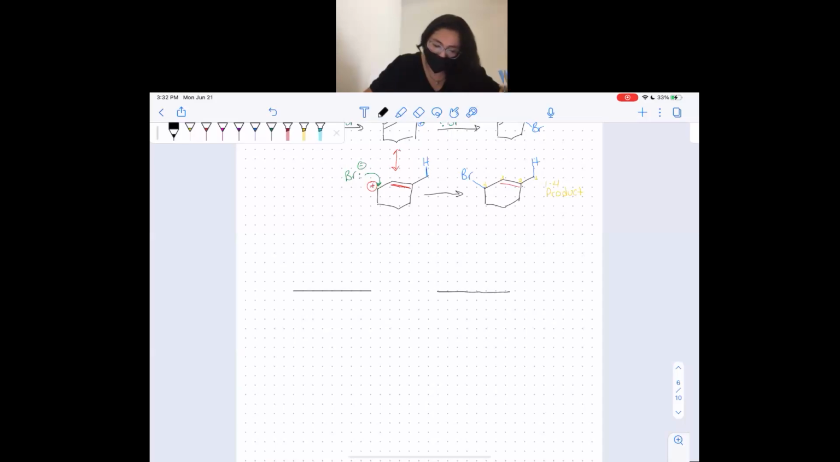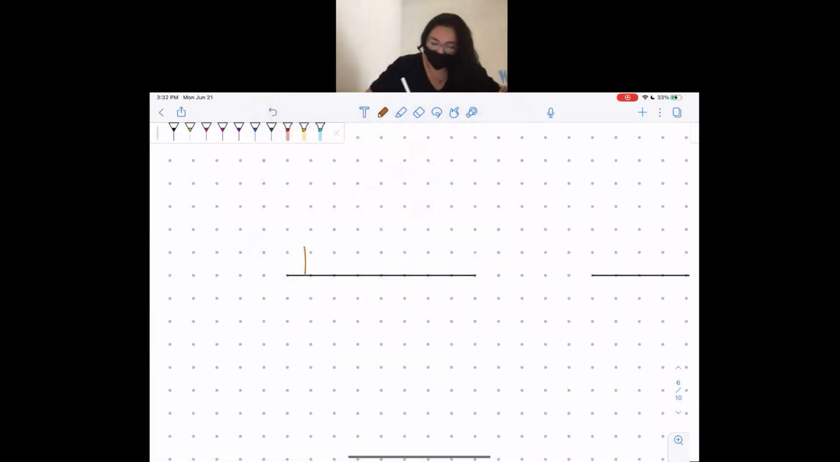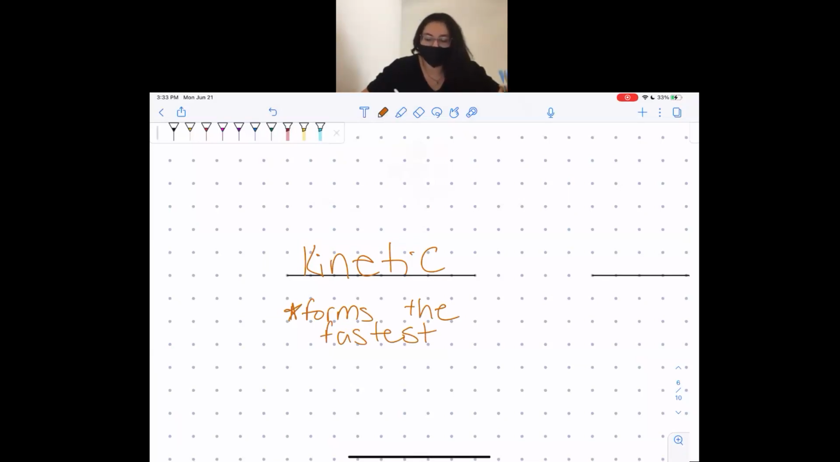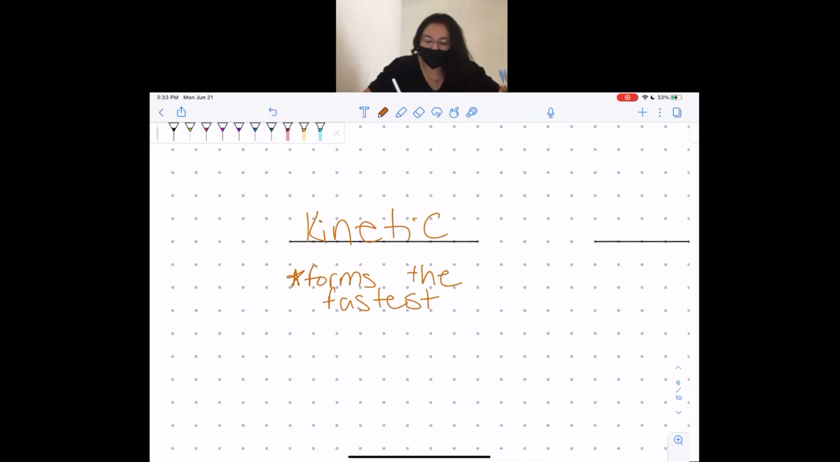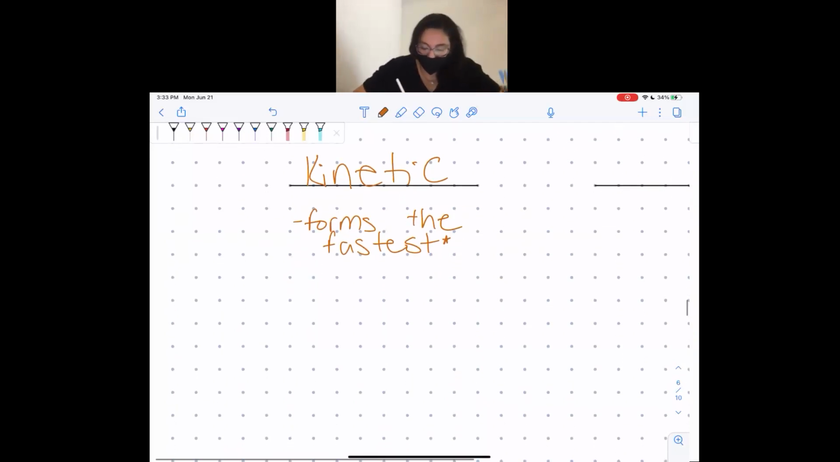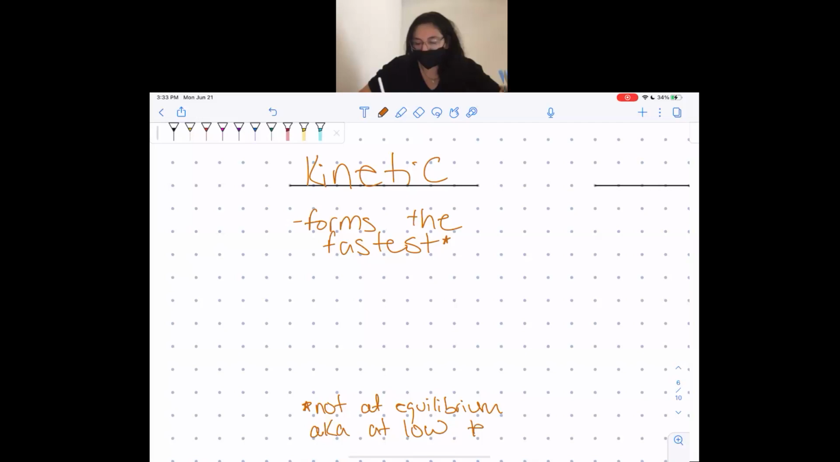Okay, so we have our kinetic and thermodynamic products. And by the name, you can probably predict some things about it, but let's start with kinetic. So the kinetic product is going to be the one that forms the fastest. But we do have to put a little asterisk there. And we're going to say not at equilibrium, aka at low temps. So at low temperatures, the kinetic product forms the fastest.